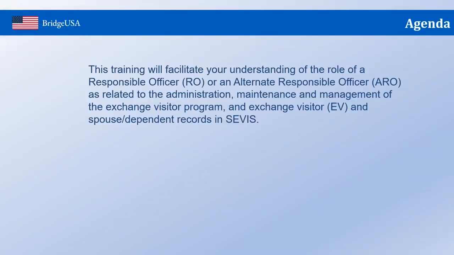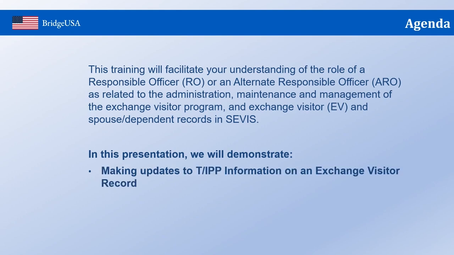This training will facilitate your understanding of the role of a responsible officer or an alternate responsible officer as related to the administration, maintenance, and management of the Exchange Visitor Program and Exchange Visitor and Spouse Dependent Records in CVIS. In this video, we will discuss making updates to TIP information on an Exchange Visitor's record.